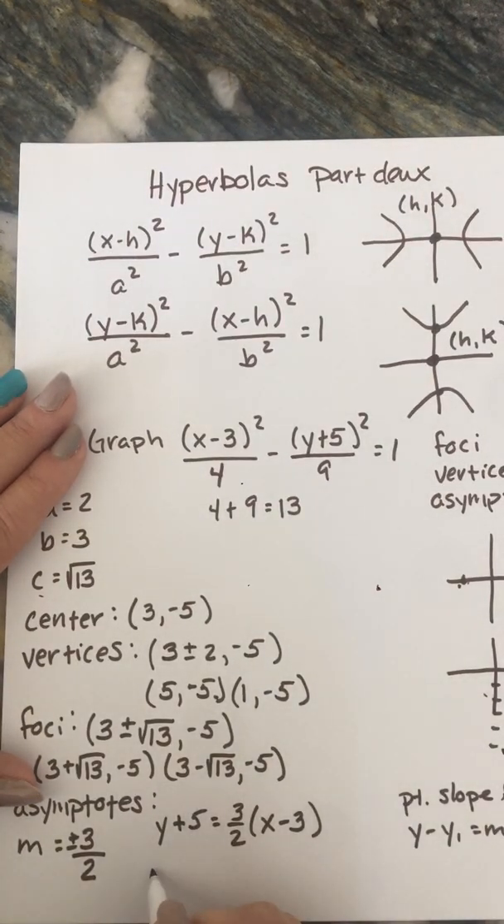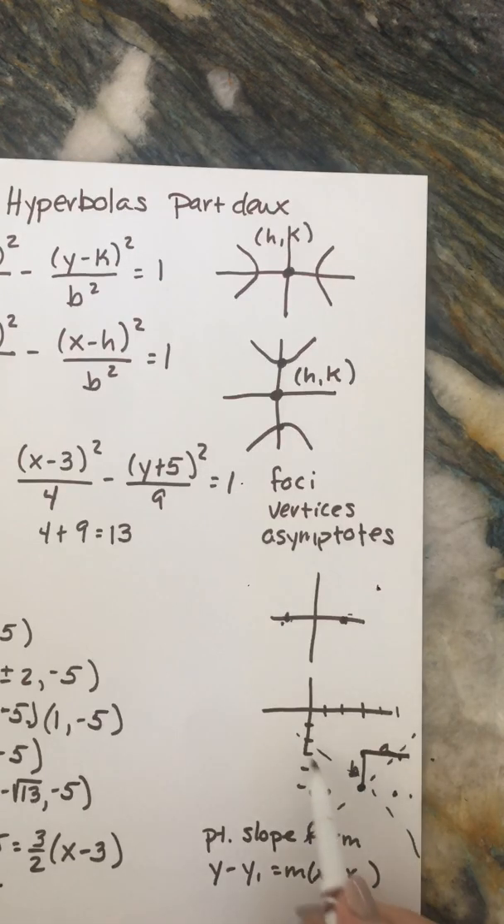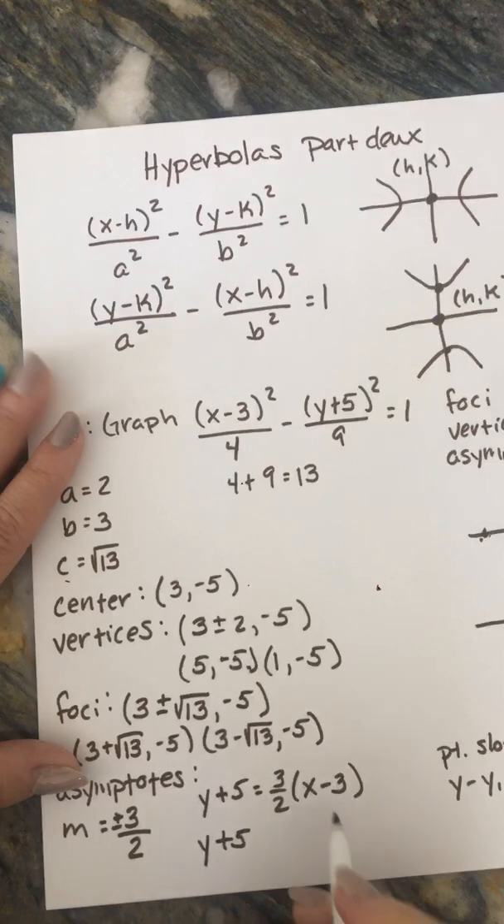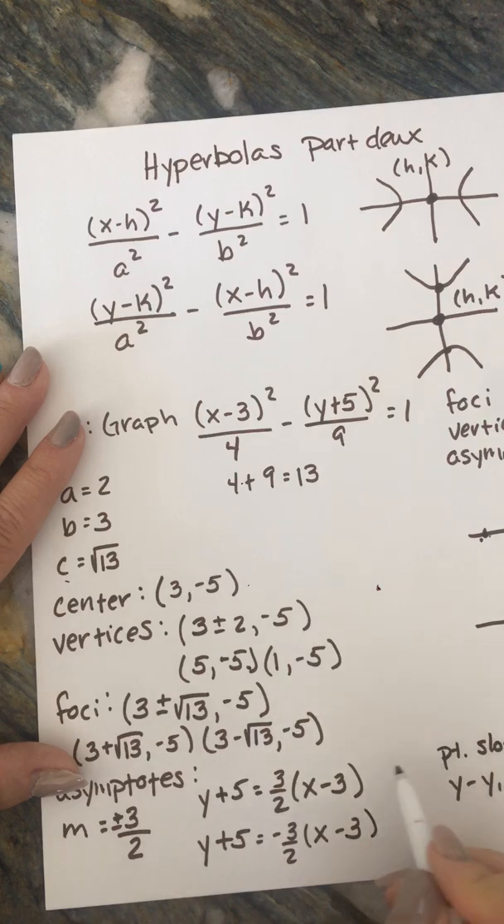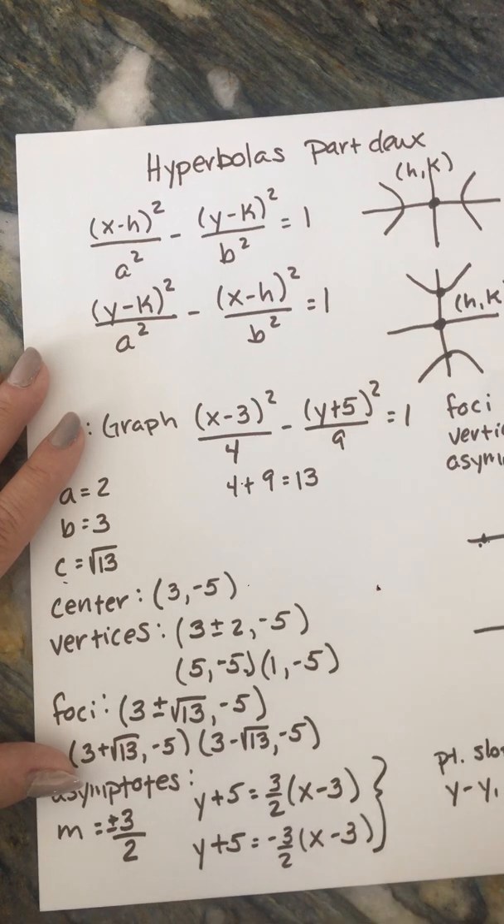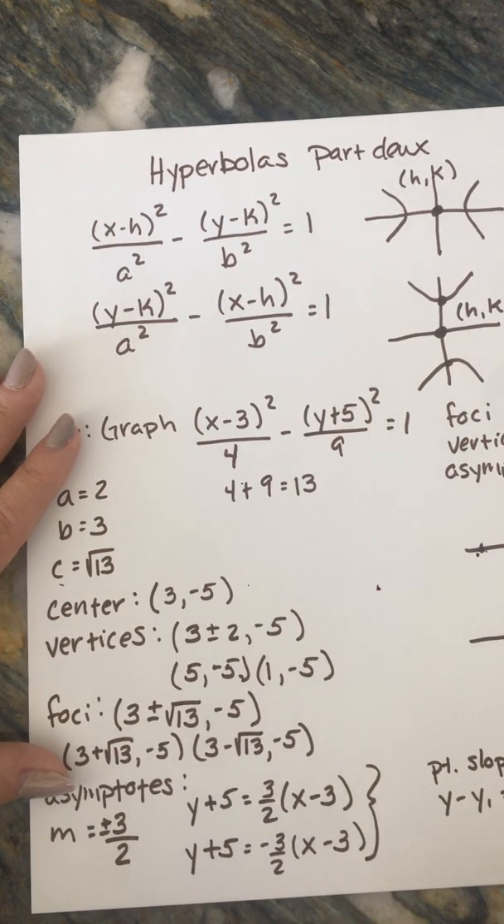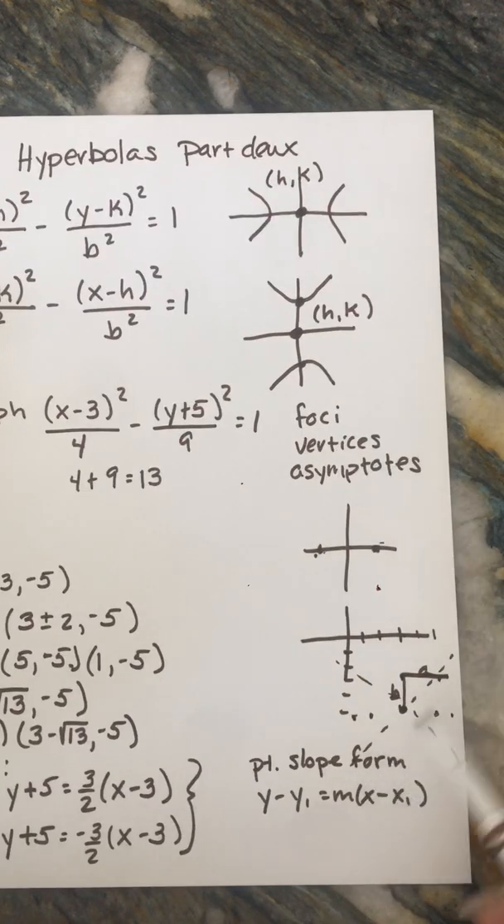The other one, y minus negative 5, because the other asymptote also goes through the center, so might as well use that coordinate, equals negative 3/2 times x minus 3. Those are both the equations of your asymptotes. One is the positive slope, one is the negative slope. They both go through the center, h, k. So there you go.